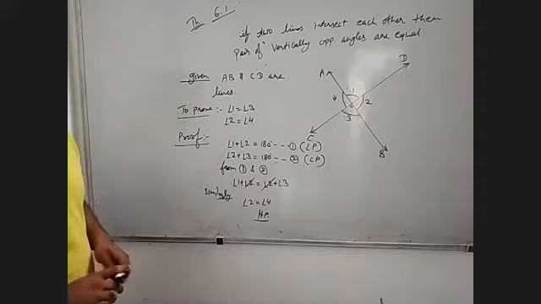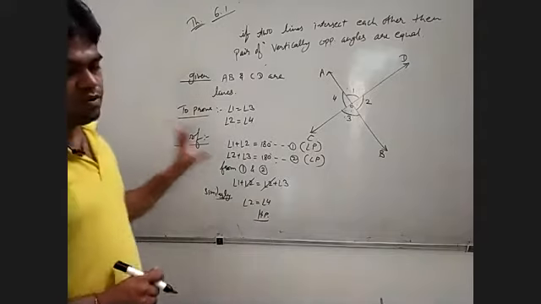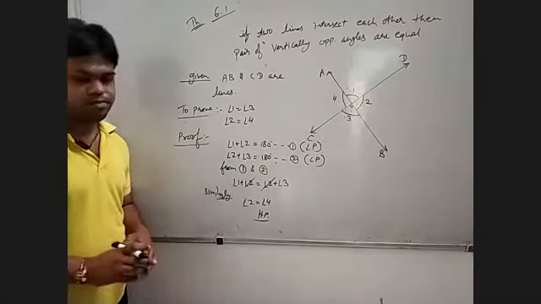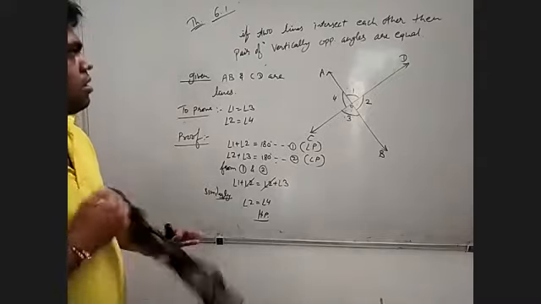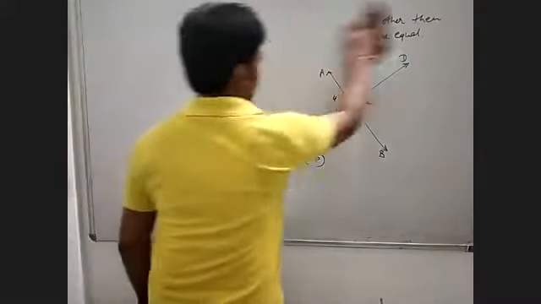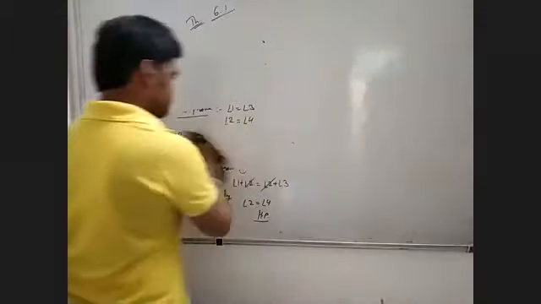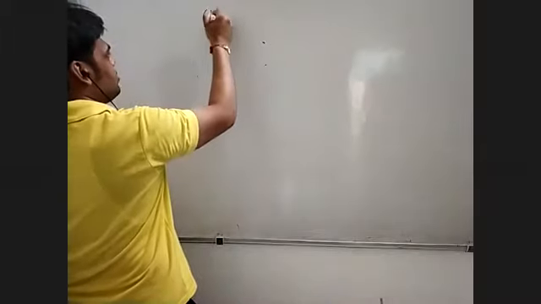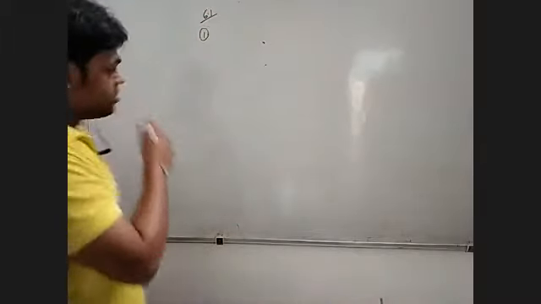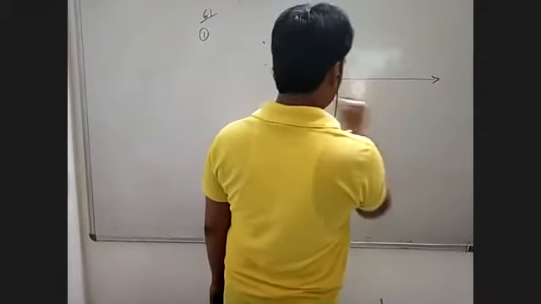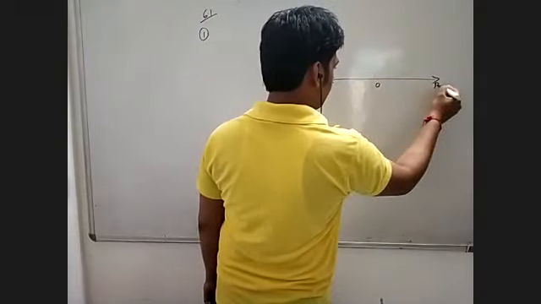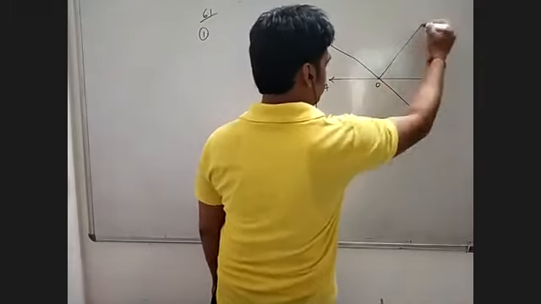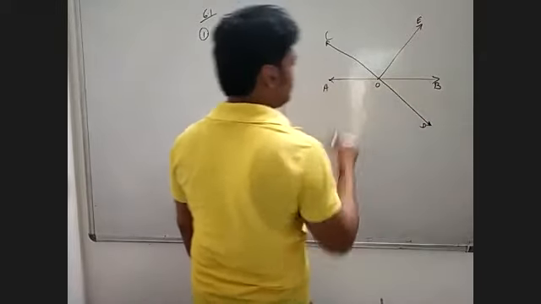Now, questions based on this theorem will be in your exercise 6.1. Depends on the theorem. See here, next part. Question. Exercise 6.1, question number 5. What is the first question here? This one. AOB, CD, and E. Right. AB and CD are lines here.